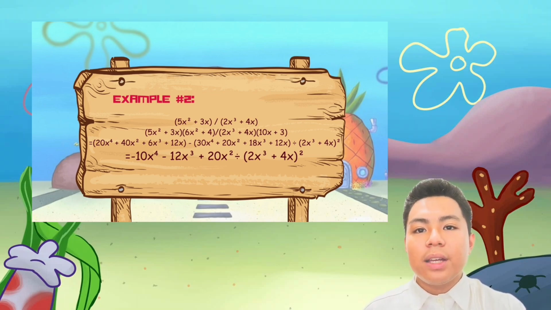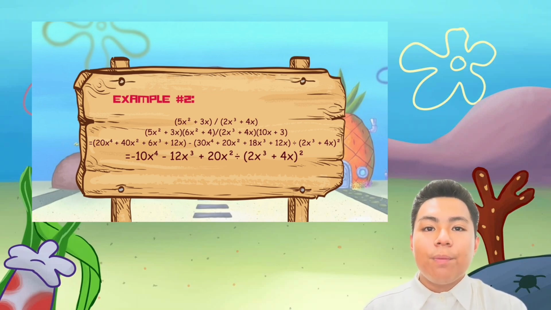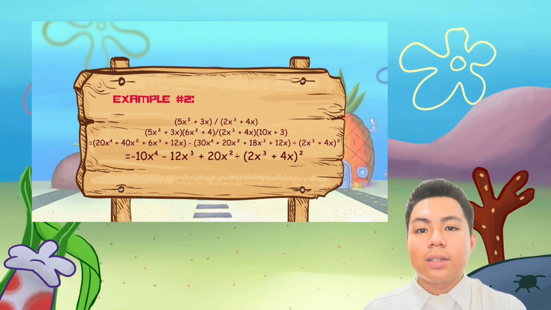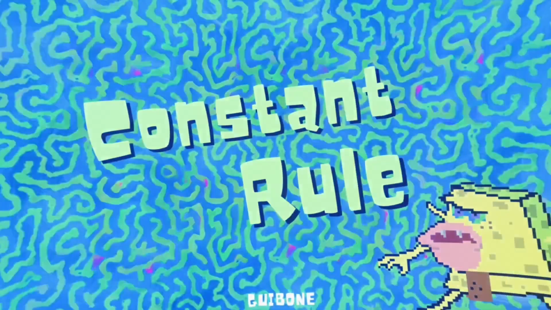So now if we simplify and combine all the terms, 20x to the 4th power minus 30x to the 4th power gives us negative 10x to the 4th power. 6x cubed minus 18x cubed gives us negative 12x cubed. 40x squared minus 20x squared gives us 20x squared. 12x minus 12x gives us 0. So finally, we will write the final answer as a single fraction. The derivative is negative 10x to the 4th power minus 12x cubed plus 20x squared all over 2x cubed plus 4x squared.